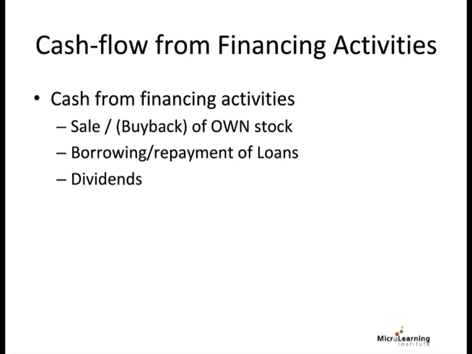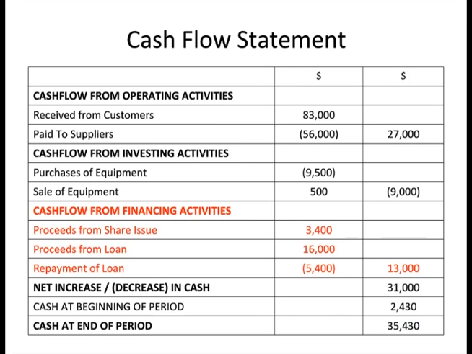Let's look at cash flow from financing activities. This category applies to the cash flows that relate to the financing activities of the company. These financing activities can include purchase or sale of the company's own shares. Financing activities can also include borrowing or repaying loans. Financing activities can also include paying dividends.